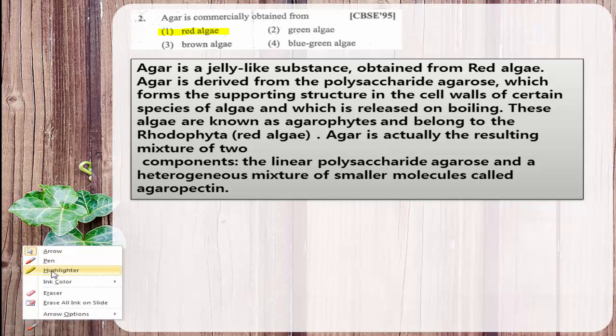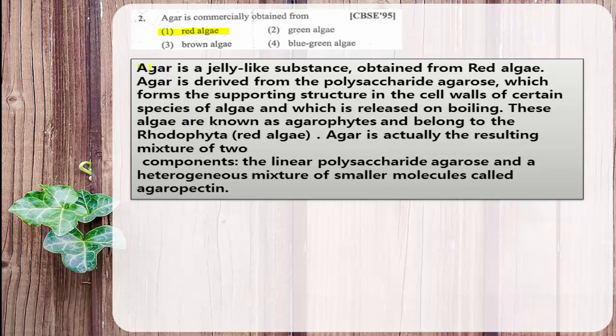What is the correct explanation given here? Agar is a jelly-like substance. Of course, it is obtained from red algae, and agar is derived from a polysaccharide called agarose. From this, the jelly-like substance agar is obtained, which is the supporting structure in the cell walls of certain species of algae, and it is released on boiling. When red algal members are boiled, from the boiling process agar is obtained.